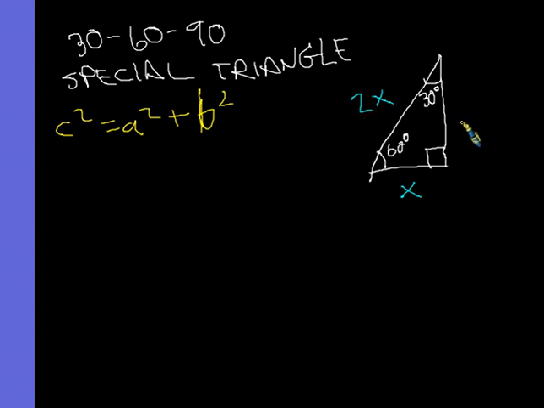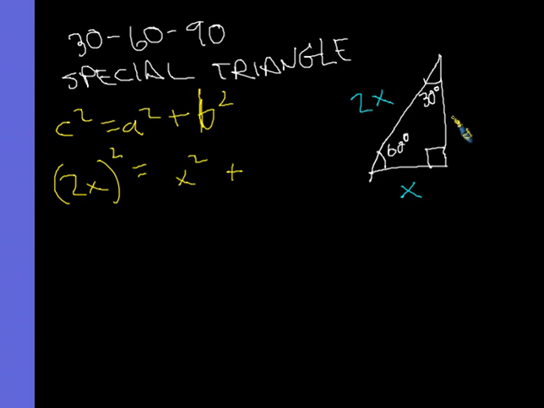And then we could always figure out this side if we had to. So let's go ahead and try it. So we know that our hypotenuse squared would be something like (2x) squared, and then we've got this side we know is x squared. And then we've got something else that is also going to be squared.